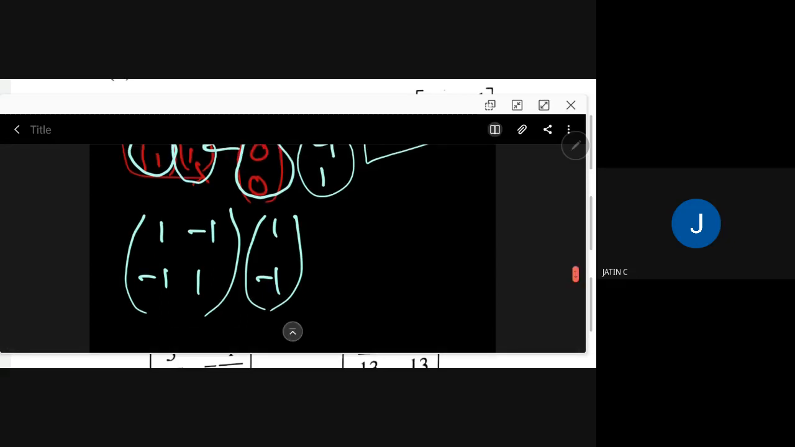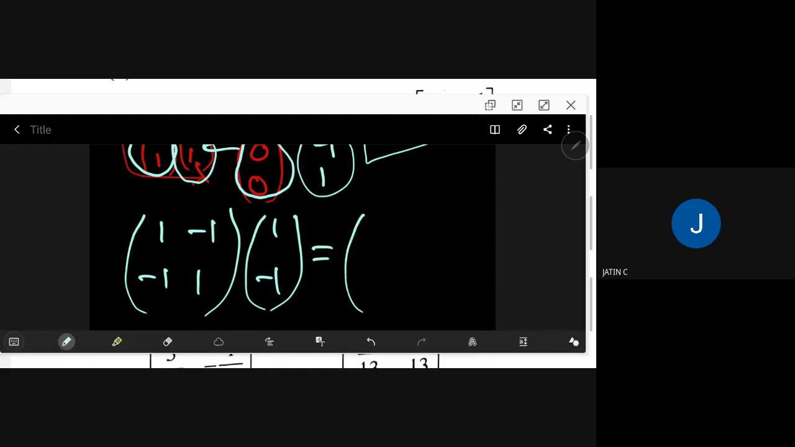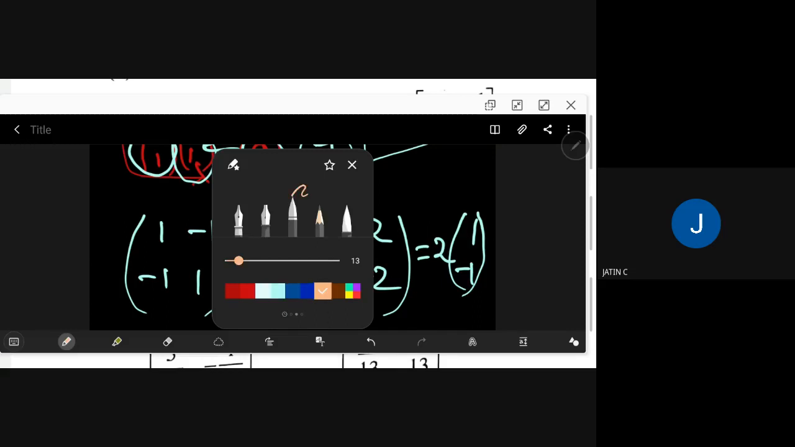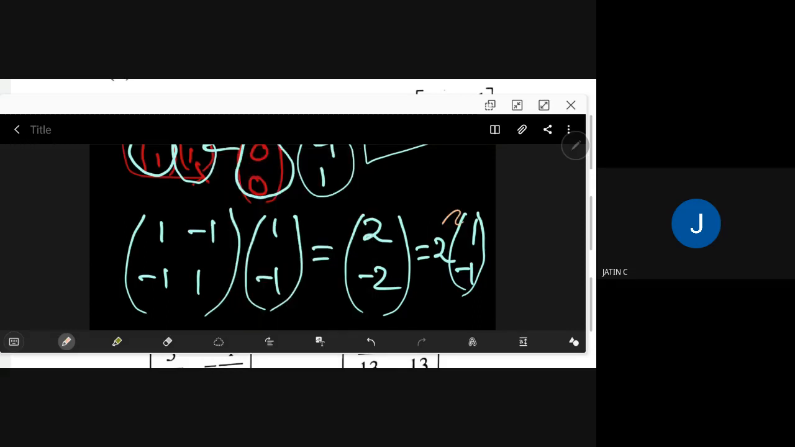So what are we getting here? We are getting 1 plus 1, so you are getting 2. Then minus 1 minus 1, minus 2. So you are getting 2 into 1 minus 1. See here, we are right because this vector is a constant multiple of this vector. What is the constant here? 2 is the constant. So 2 becomes an eigenvalue here.